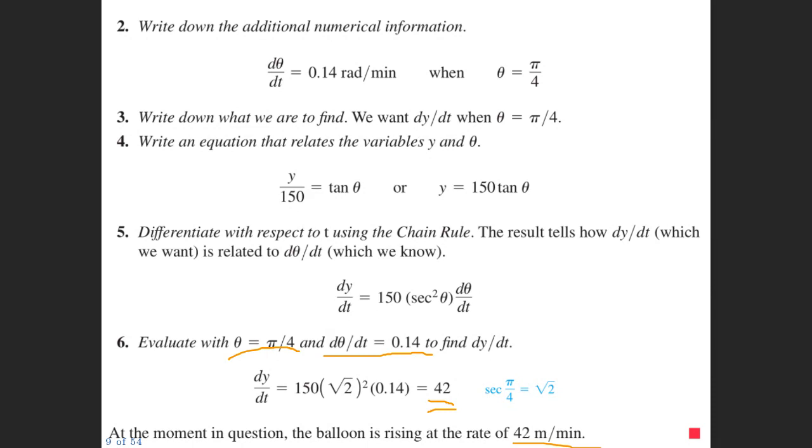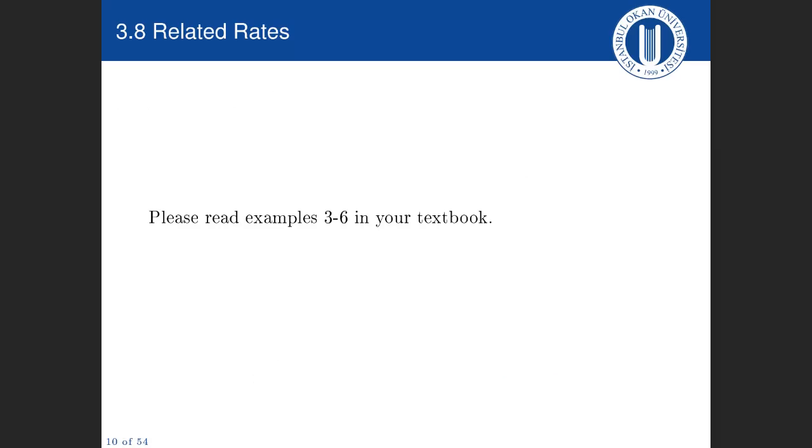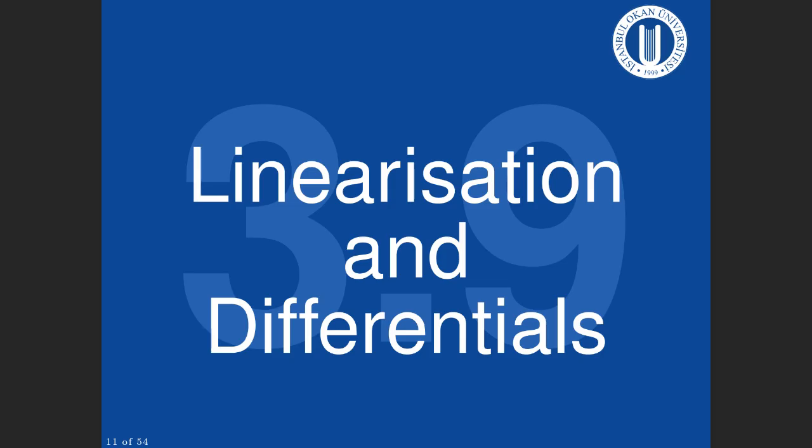Now, your textbook has lots of examples like this, and the idea is all the same. Draw a picture, write down what you know, write down what you want, write down an equation, differentiate it with respect to t using the chain rule, and then get the answer that you want. I'm going to leave these for you to read. I don't think it's worth my time repeating the same idea again and again. So I'll leave examples 3, 4, 5, and 6 in your textbook for you to read. I want to move straight on to linearization and differentials. Two different ideas in one section.